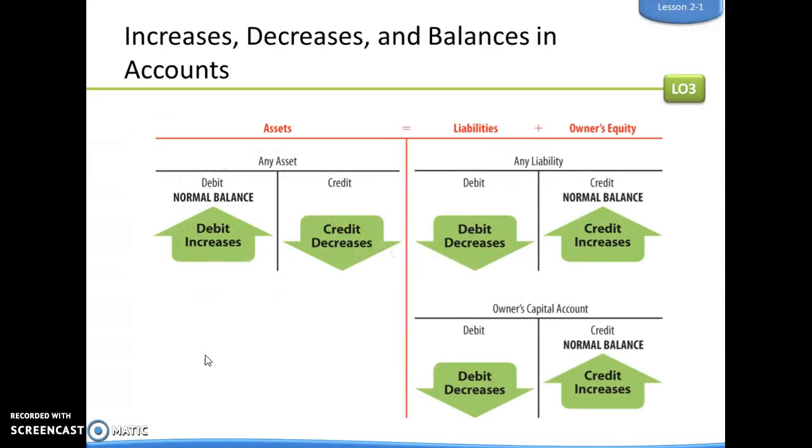Okay, this is just another way to look at it here. We have our accounting equation, assets equals liabilities plus owner's equity. The assets would be any asset, shown on a T account there, it shows that debit is on the left, credit is on the right. The normal balance is the debit side, and that is the side that increases. The credit side decreases. For liabilities and owner's equity, or liability account, or owner's capital account, just the opposite. Debit decreases, it is on the left, credit is on the right. Credit increases, the normal balance side is on the credit side.